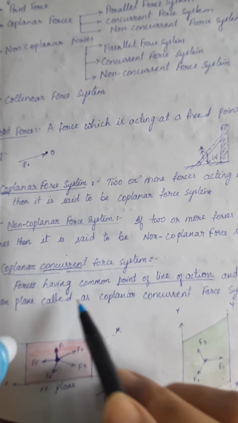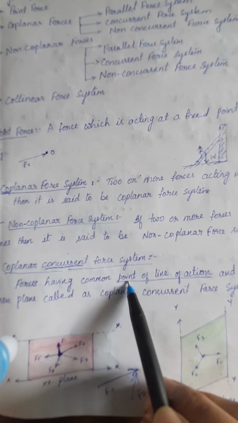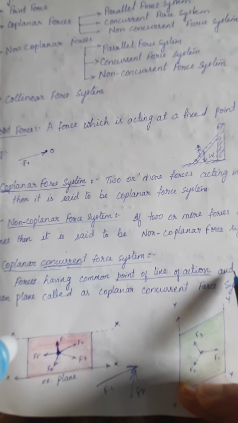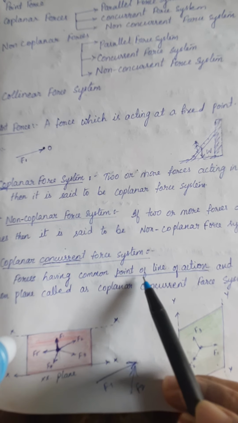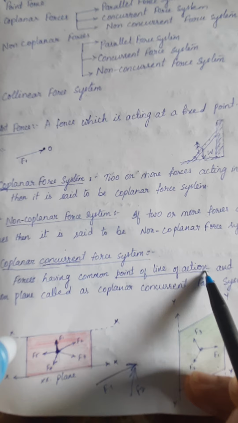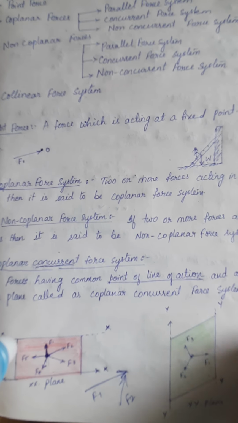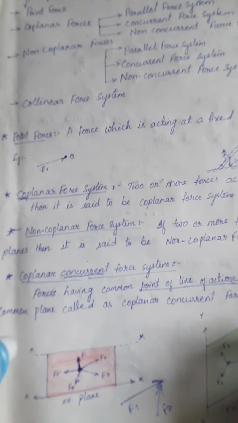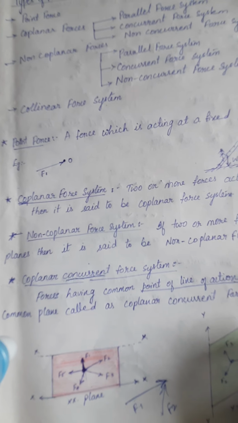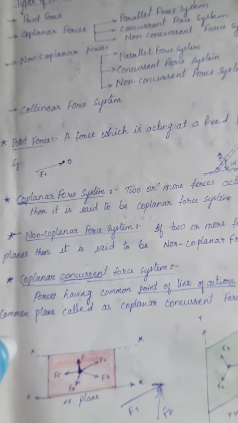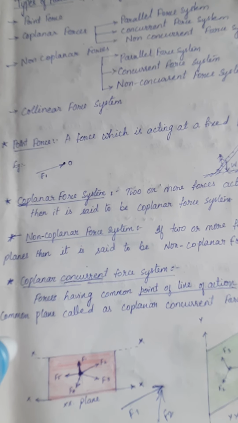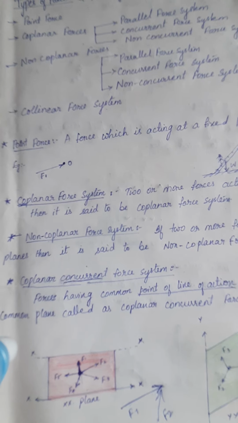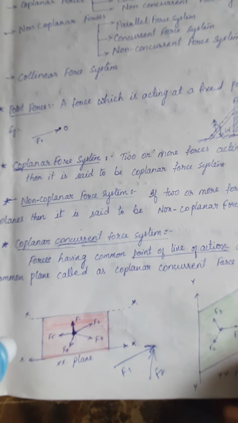Likewise, forces having a common point of line of action and also having a common plane are called a coplanar concurrent force system. Common plane and a common point of line of action. You can also define it as two or more forces which are acting in a common plane and concentrating or meeting at one single point, called a coplanar concurrent force system.